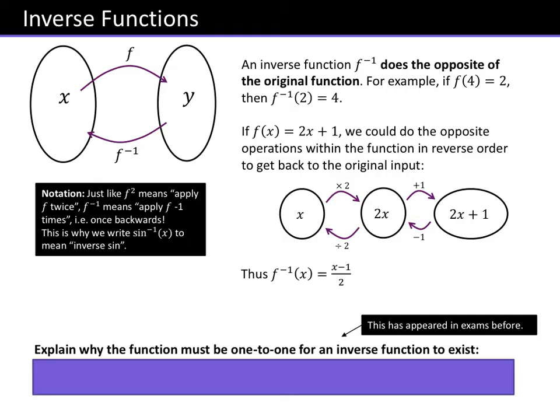So, for example, 2x plus 1. The inverse of 2x plus 1. Well, what was the last thing you did to x? The first thing you did to x is multiply it by 2, and then you added 1. So the last thing you did was add 1. So to get back to the original number, we're going to take away 1, then divide by 2. Again, this is just from GCSE. And a little challenge, which we'll come back to: explain why the function must be 1 to 1 for an inverse function to exist.